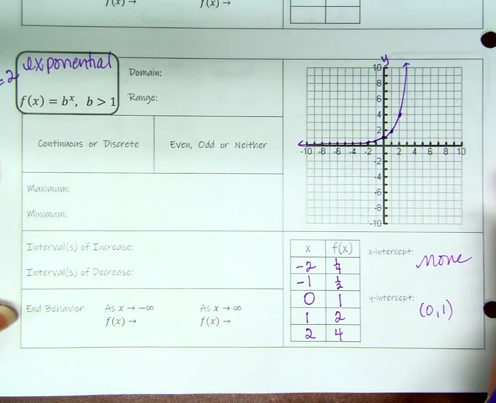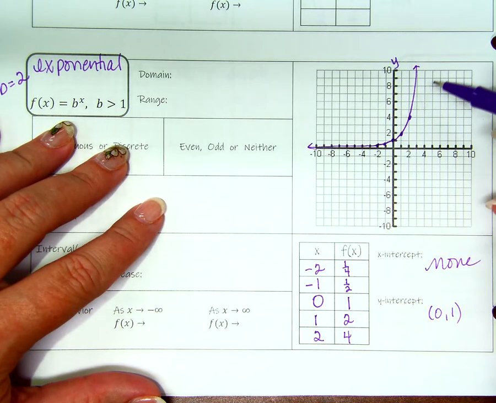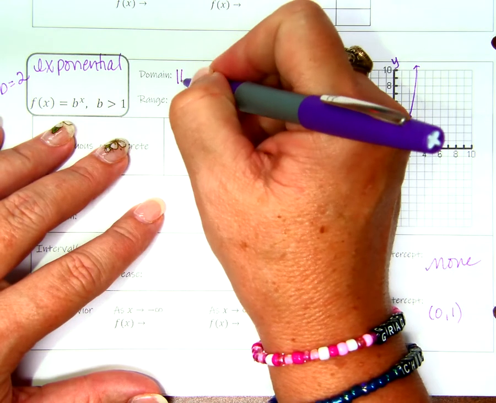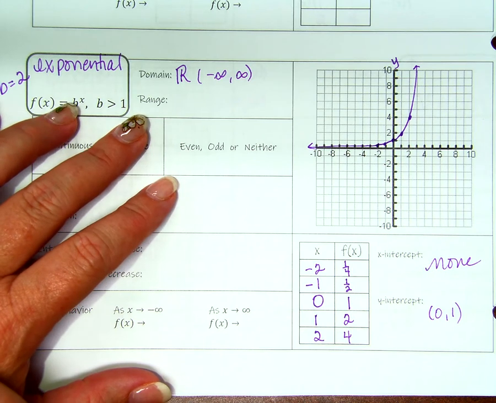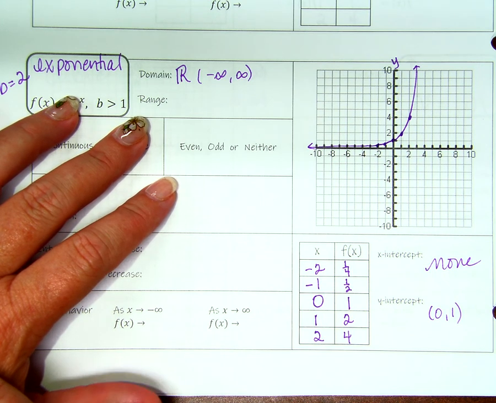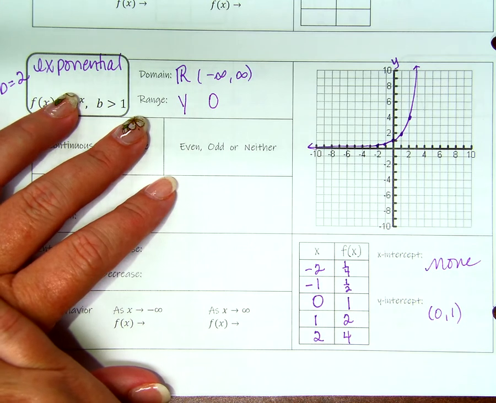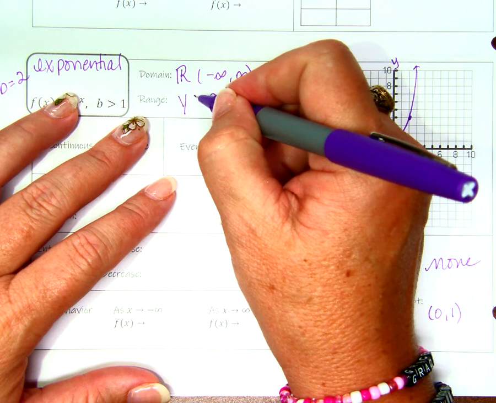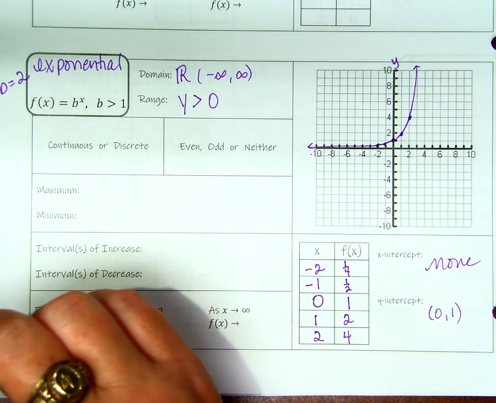Okay, domain and range. You want to do that next? How far left does it go? And how far right does it go? So, all real, right? What about range? How far down does it go? It stops at 0, right? But does it get to 0? So how are we going to say that? Just greater than, right? Not greater than or equal, just greater than.